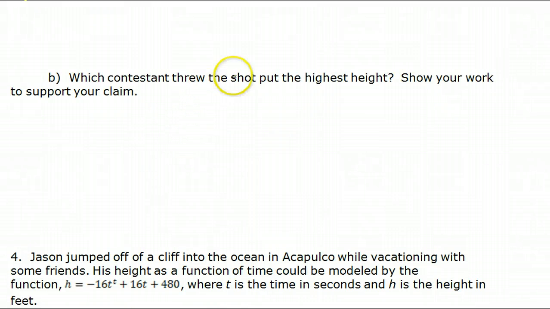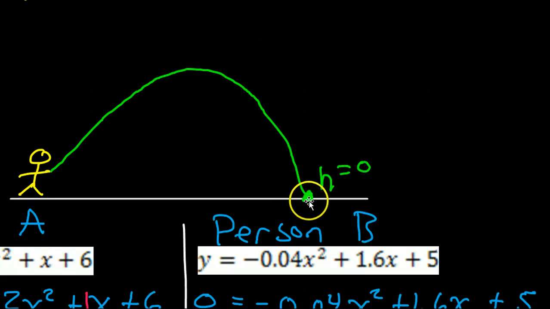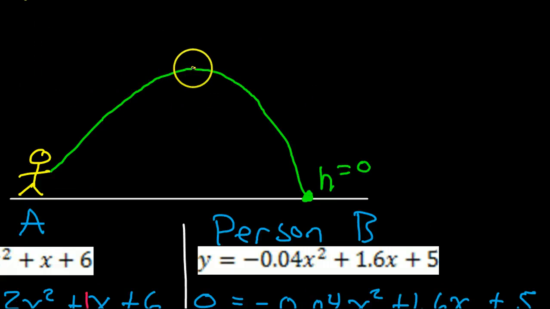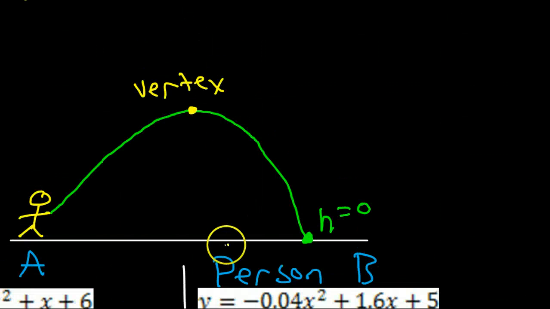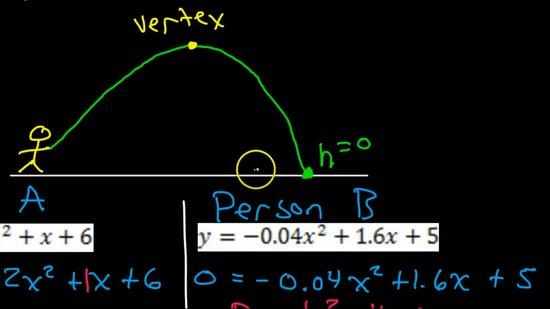Now, which contestant threw the shot put the highest height? Okay, as soon as we see the highest height, so we're not talking about hitting the ground anymore. We're talking about this position up here. So suddenly now we're talking about the vertex. Okay, so let's go ahead and calculate the vertex for person A and person B.